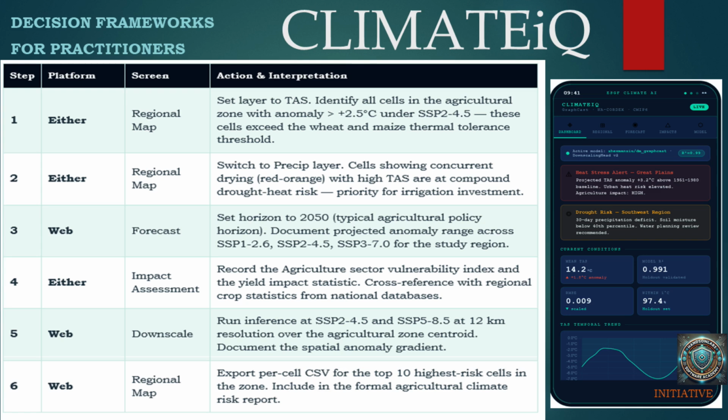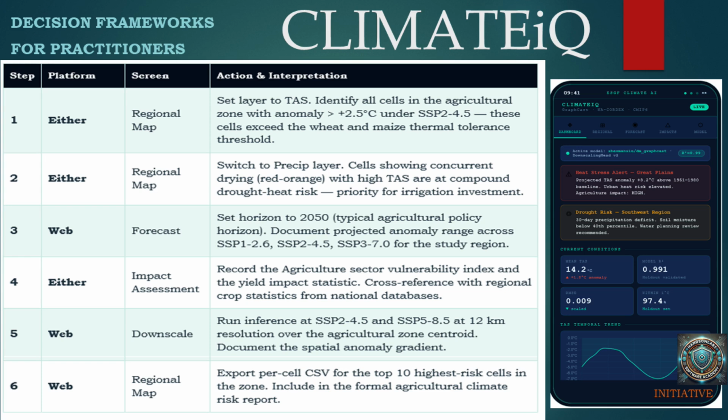If the screen is forecast, you set the horizon to 2050, the typical agricultural policy horizon. Document projected anomaly range across SSP 1-2.6, SSP 2-4.5, and so on and so forth for the southern region. Now for the fourth step, either the web or the mobile, if the screen is impact assessment, you can record the agricultural sector vulnerability index to yield the impact statistic. Cross-reference with regional crop statistics from national databases.